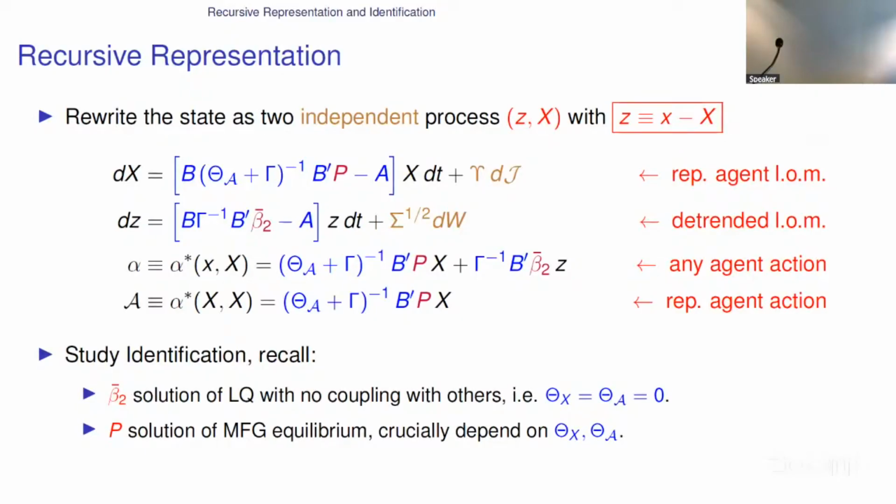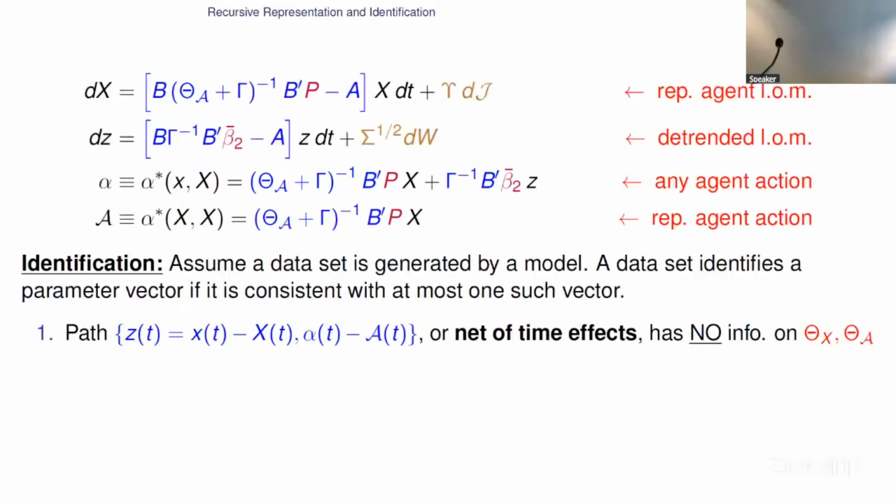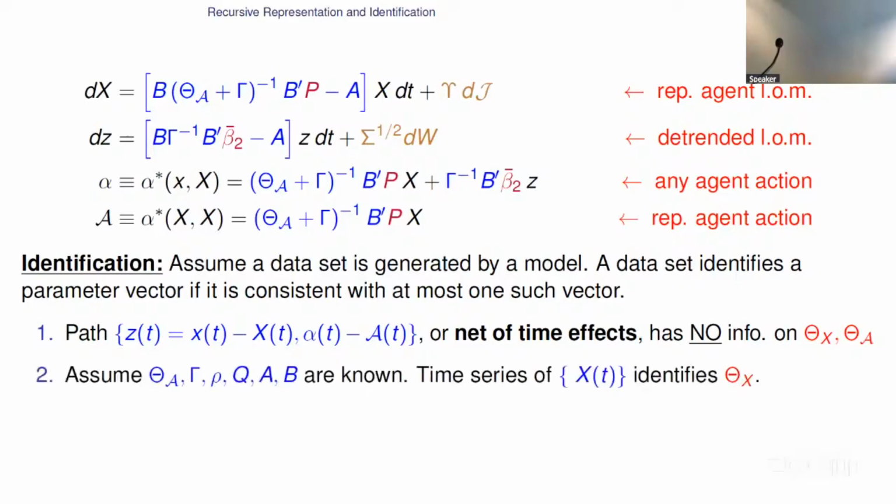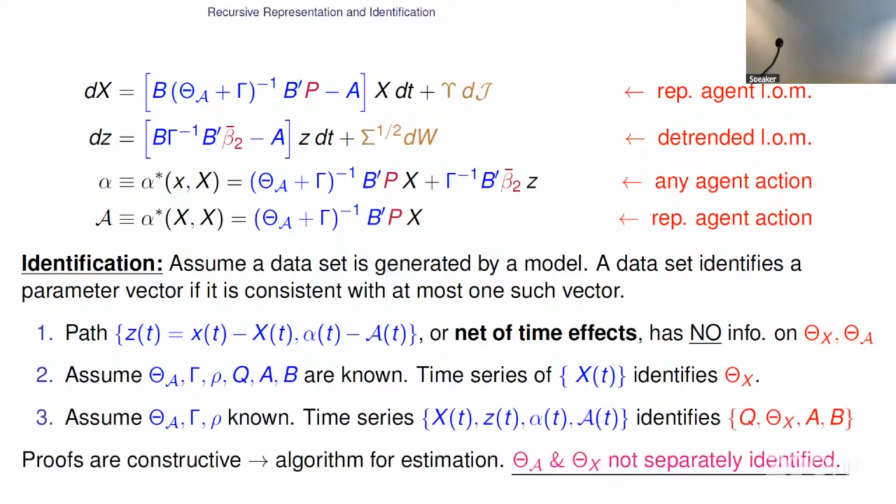What does this mean? This means, in terms of identification, if I give you data on X minus capital X and alpha minus capital alpha, it has absolutely no information on thetas. You kill all the information that you could have had. You observe actions, and there's certainly no more information on thetas. This is typically what we think about here because of the linearity, it's just exact. And then when we go through it, it's like, if I give you more information, what can you recover?